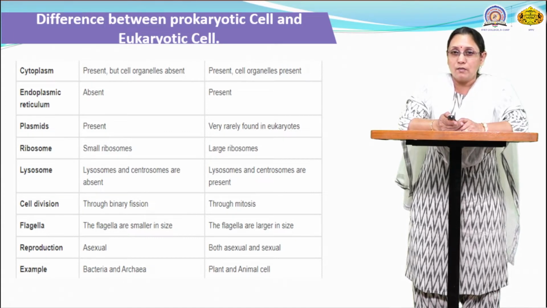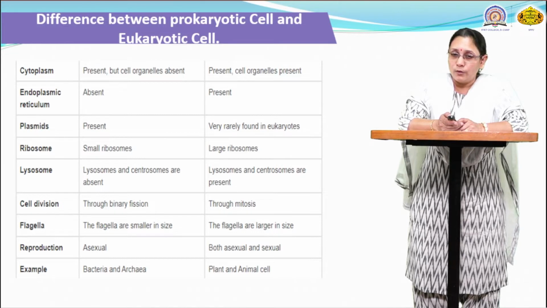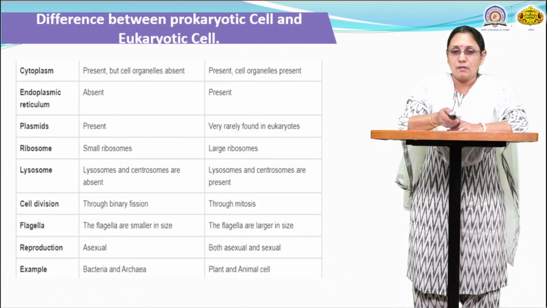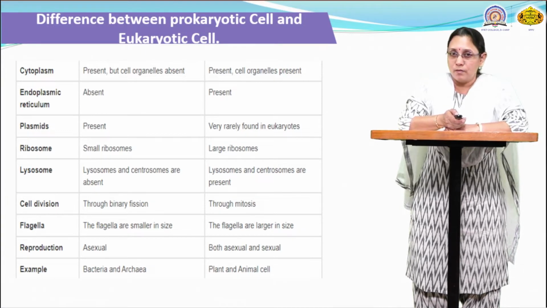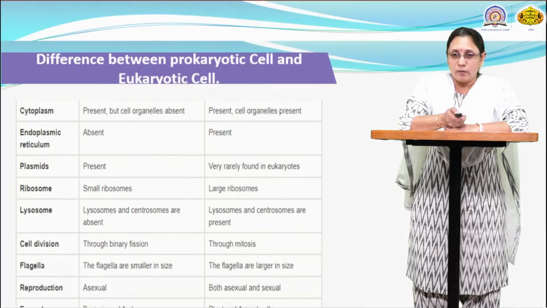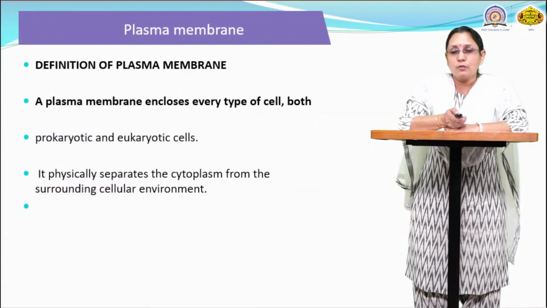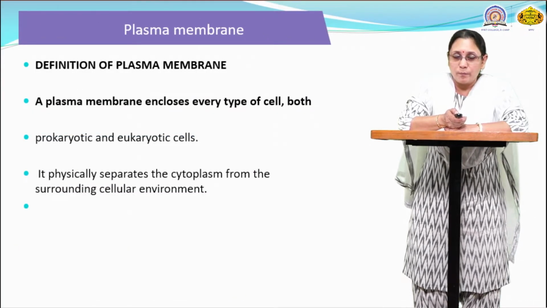coli or bacteria, some archaea, and for eukaryotes you can take the example of a typical plant cell or animal cell. So this is all about the detailed differences between prokaryotic cell and eukaryotic cell. Now we turn towards this chapter, plasma membrane.